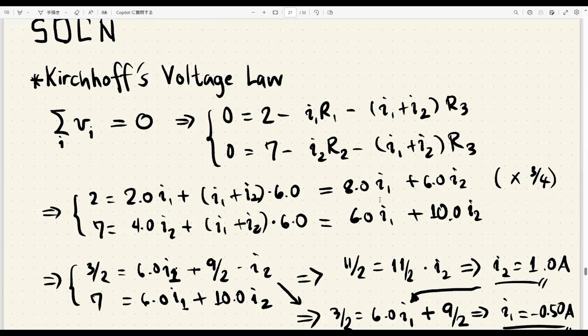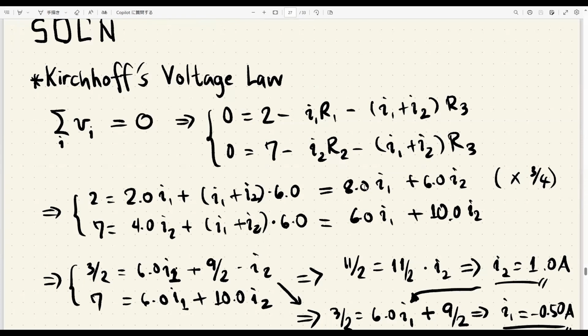Okay, so we now have two equations, and we can get rid of either I1 or I2. So what we're going to do is get rid of I1 first. So we have to multiply the first equation here by 3/4. If you multiply the first equation by 3/4, this is what you're going to get. On the left side, you're going to get 3/2, right?